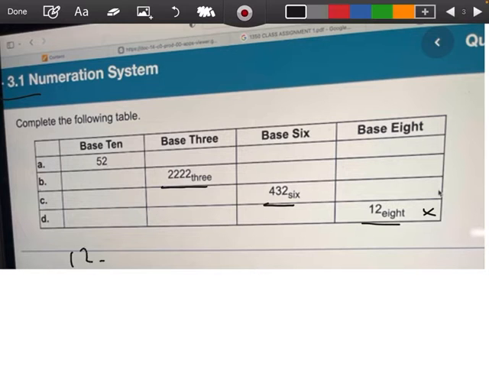The number 12 in base 8 means that there's 1 eight and there's 2 ones. So that's going to give me 8 plus 2, which is 10. So this is the number 10 in base 10, okay?